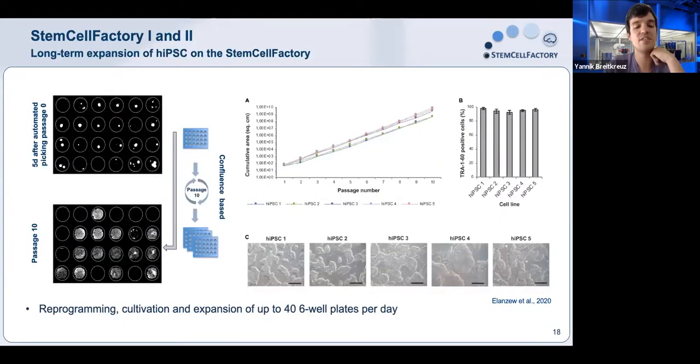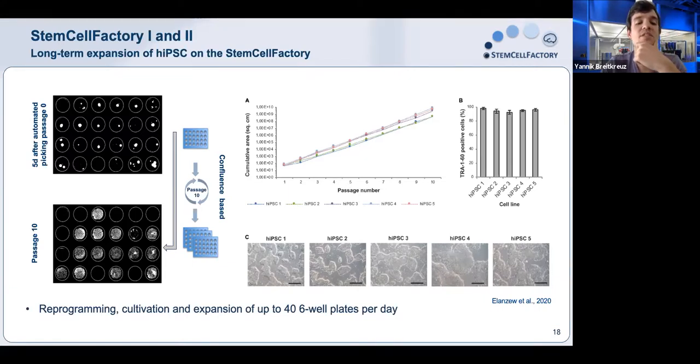So next you can see the long-term expansion of the human iPS cells. The human iPS cell lines expanded via the stem cell factory show constant and exponential cell growth over 10 passages. In addition, flow cytometry analysis was performed after each passage and showed a high expression of a typical marker, TRA-1-60, in all evaluated cell lines.